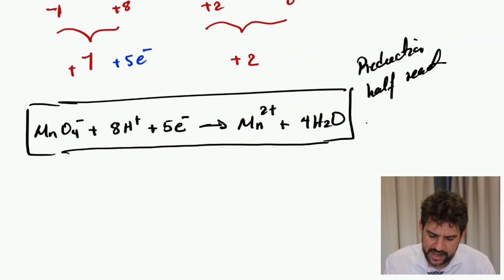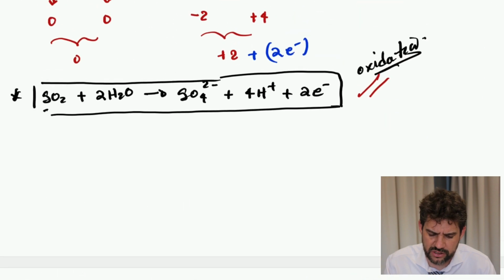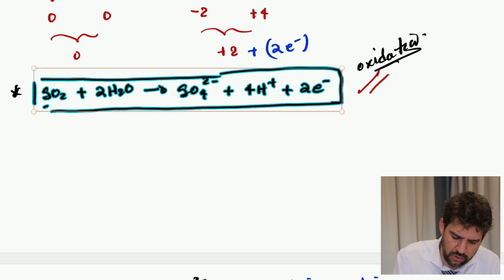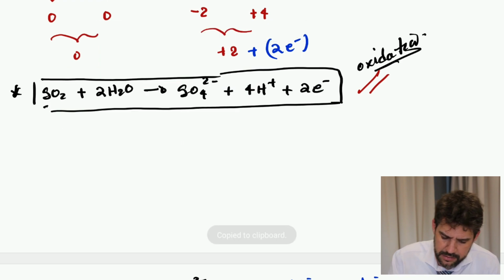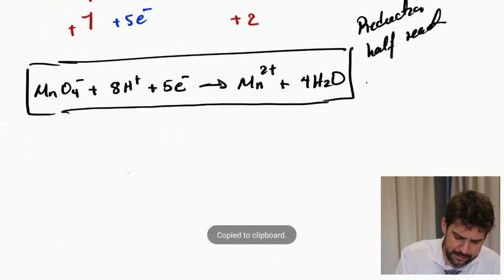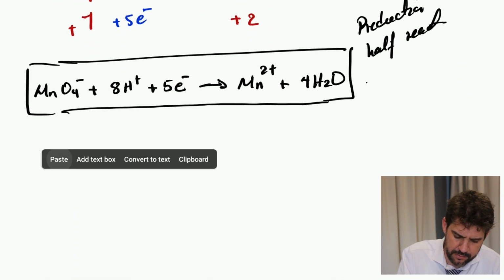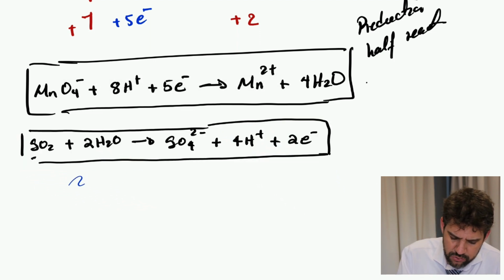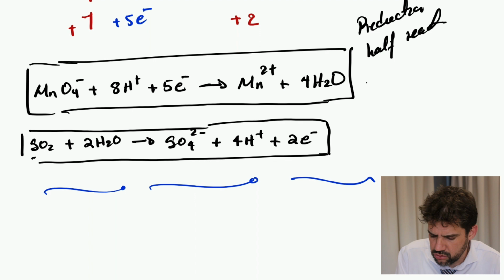We have the reduction. I'm just going to take the oxidation and write it there at the bottom. Let me copy and paste. I don't want to rewrite all this one. Let me copy and paste it here. Paste. Now, guys, to balance, what do you have to do to balance?